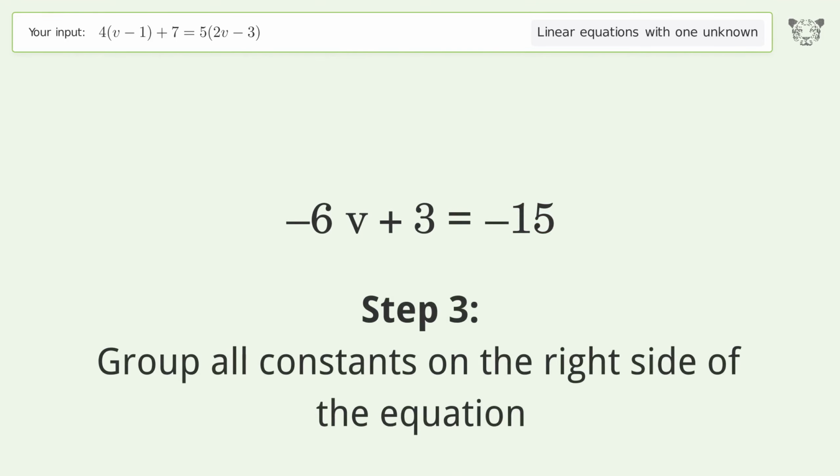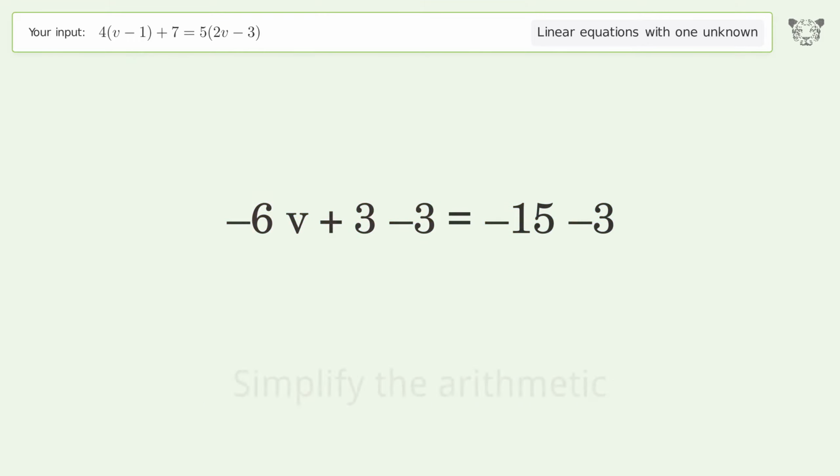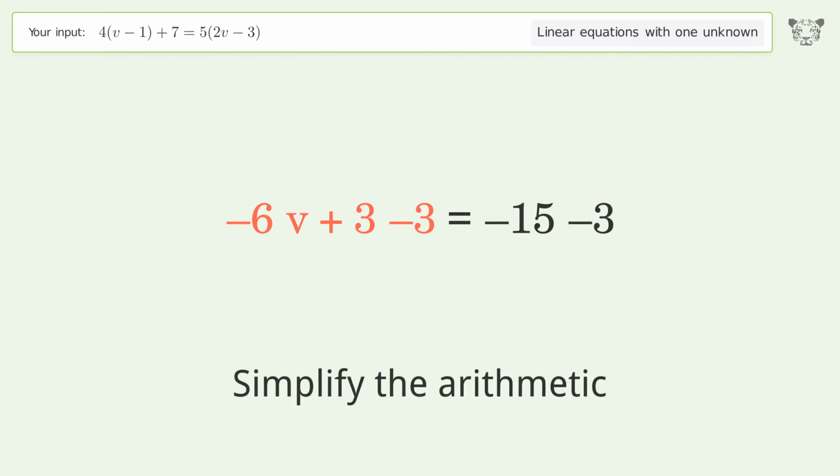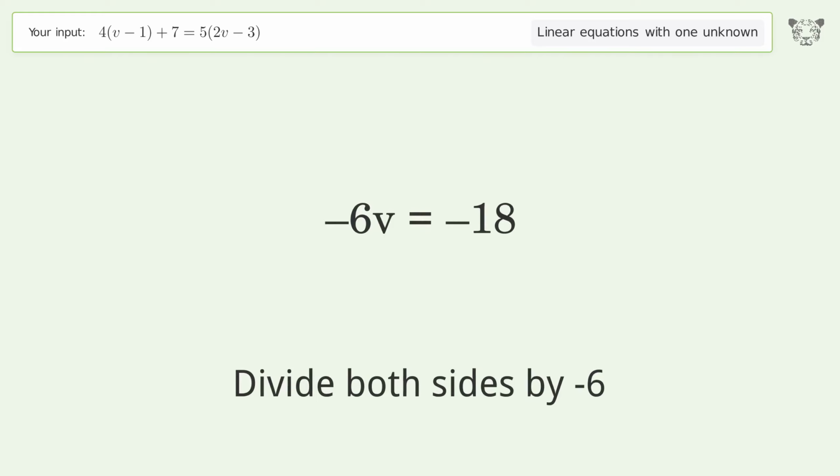Group all constants on the right side of the equation. Subtract 3 from both sides. Simplify the arithmetic. Isolate the v. Divide both sides by -6.